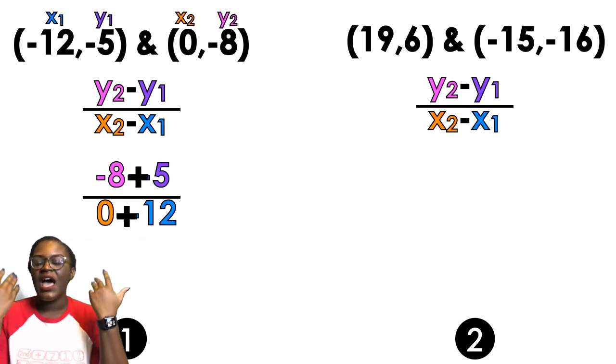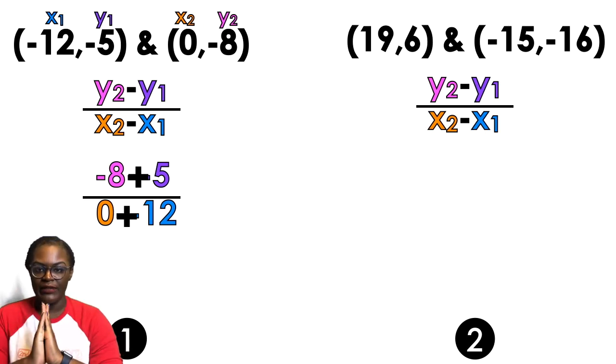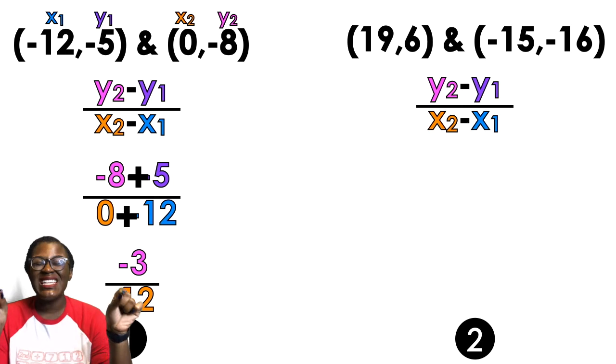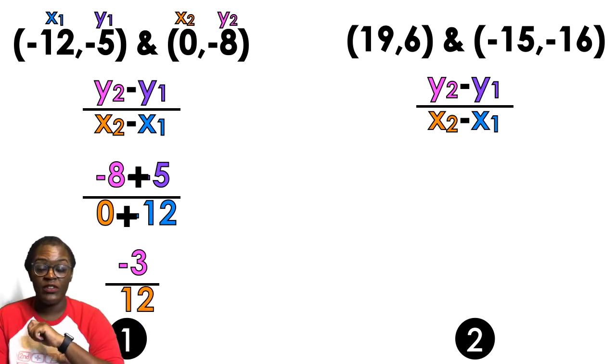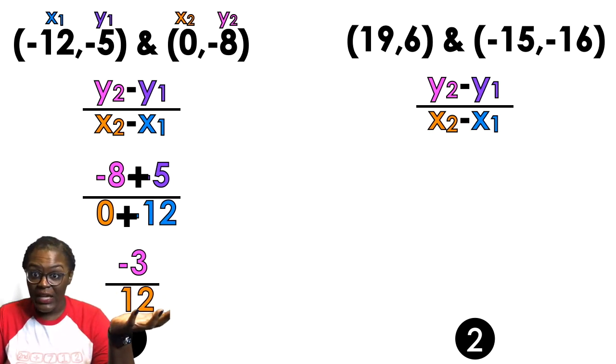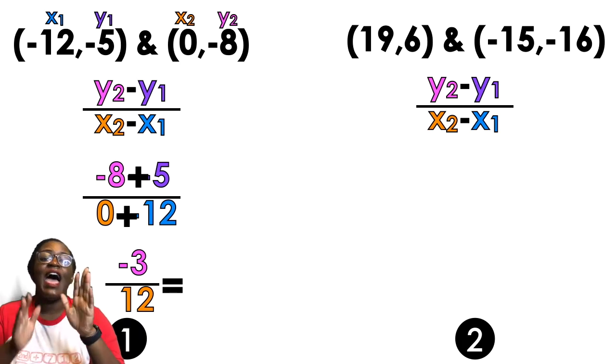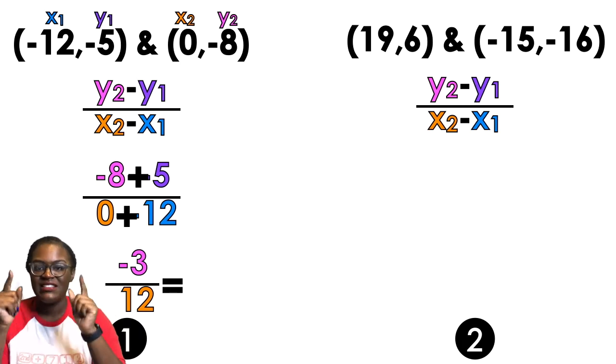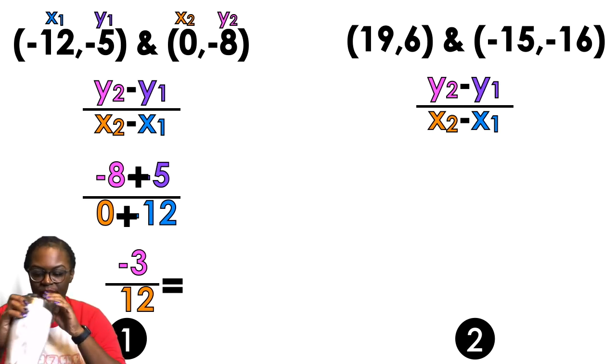So now I can simplify. Negative 8 plus 5 is going to give me negative 3 over 0 plus 12 is going to give me 12. What number goes into 3 and 12? Well, that would be a 3, right? So when I simplify that, I'm going to get negative 1 over 4. That is your slope.